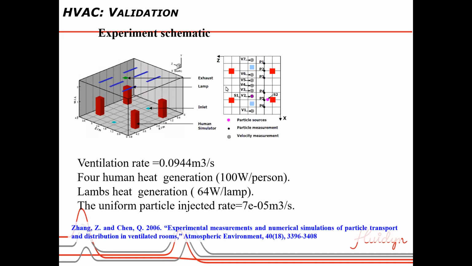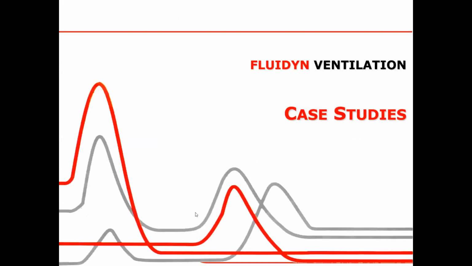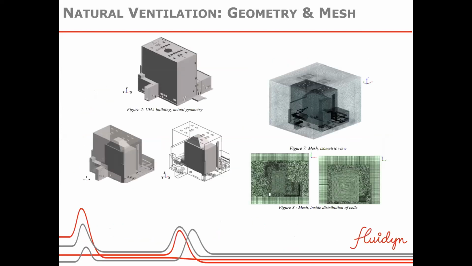So these are the trace locations where we are interested in different variables. For example, this one is a temperature variation along the height. This is a steady state result. At one particular time we measured along the height at that point and compared the numerical results with the experiments. Similarly, the velocity variations with the respective paper. Now we'll move to the case studies, real ventilation cases we did for different clients.